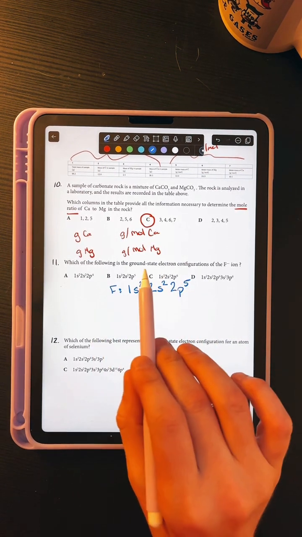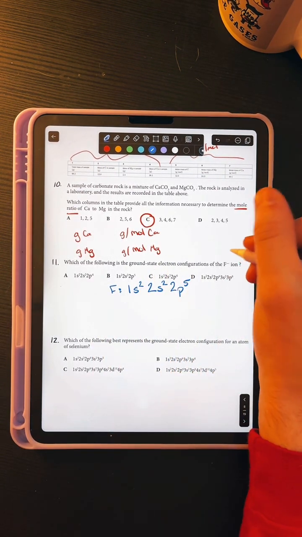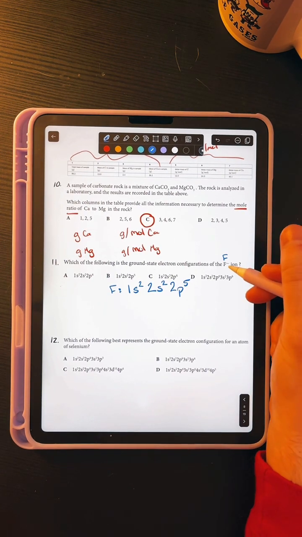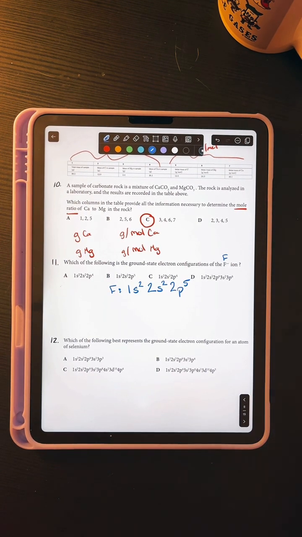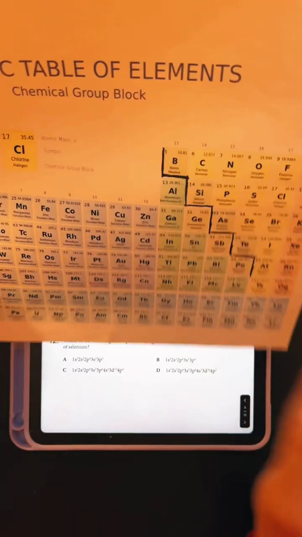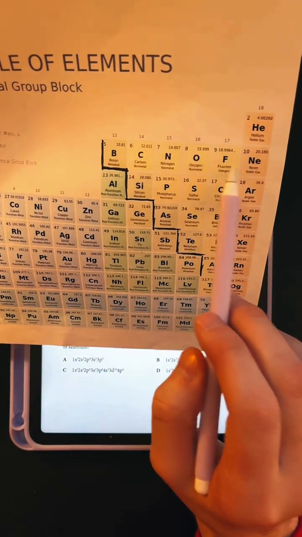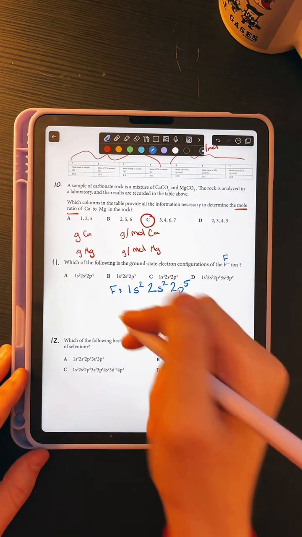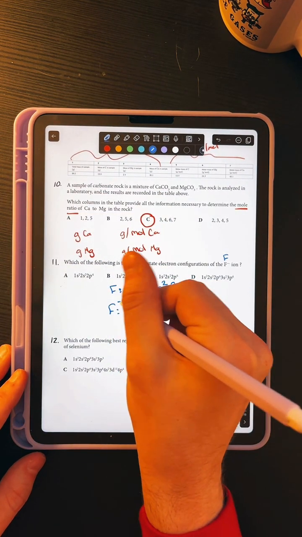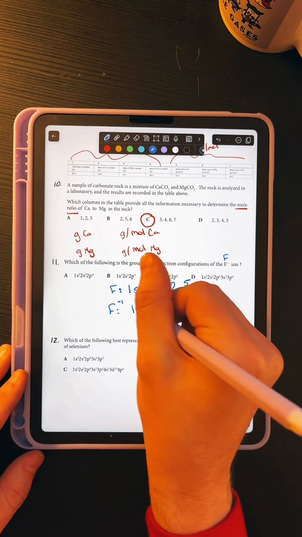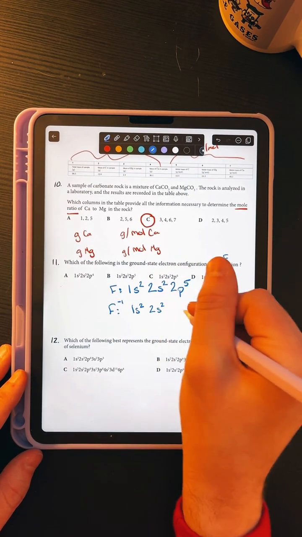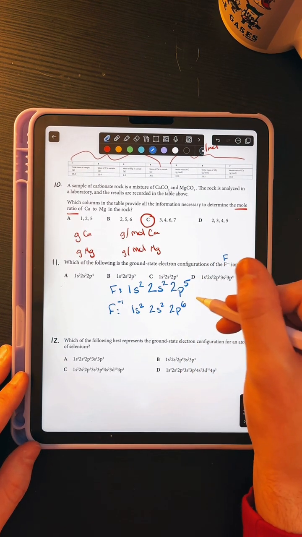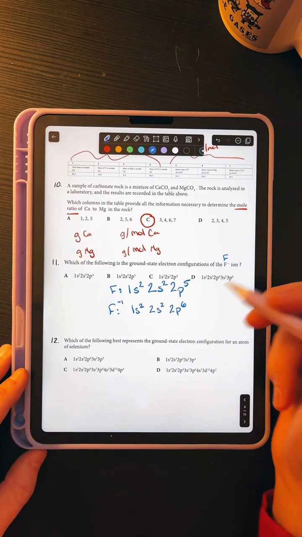This is our ground state electron configuration of just fluorine, but we want the fluorine minus ion, meaning we're gaining 1 more electron. We're going to act like neon. We're going to hop 1 more over. And so our F minus ion, minus 1, is 1s2, 2s2, 2p6, because we're gaining that 1 electron.